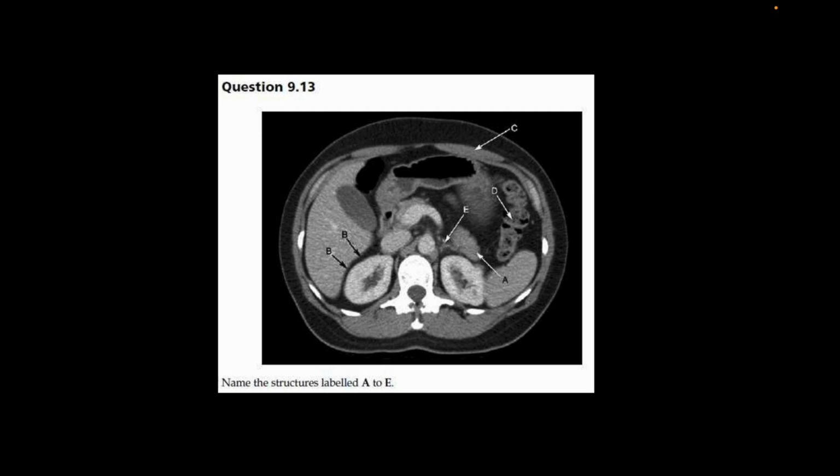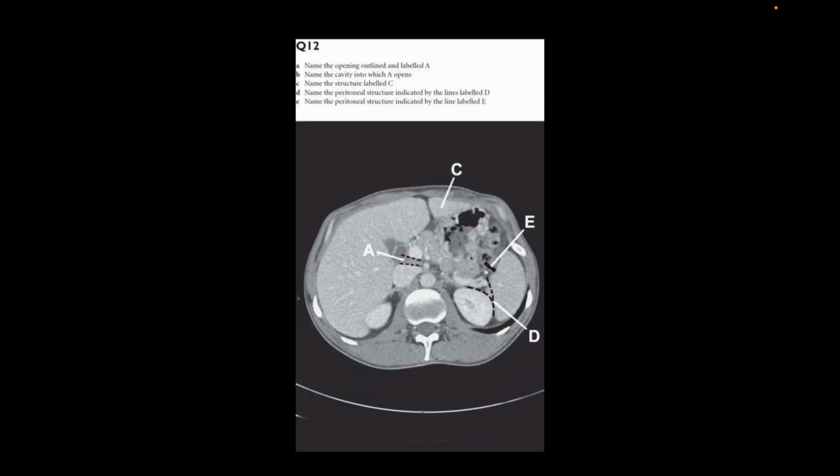I think we've done this sort of stuff now. I wanted to show you this because this is that epiploic foramen that divides the lesser and greater sac.